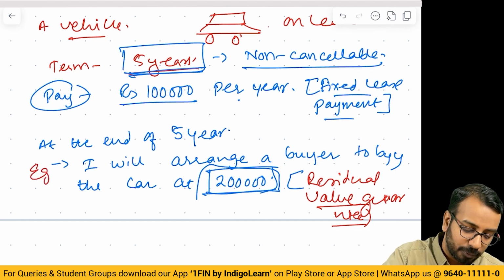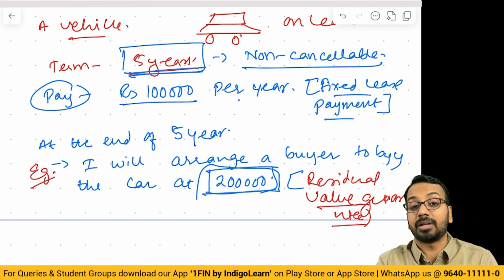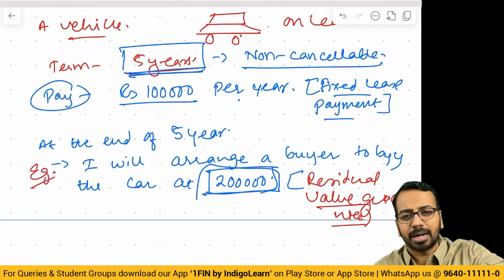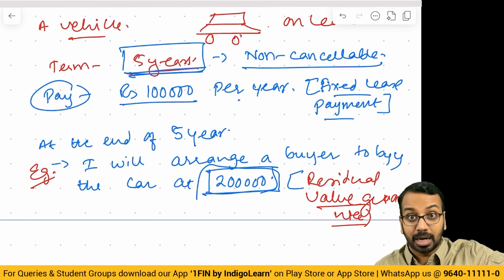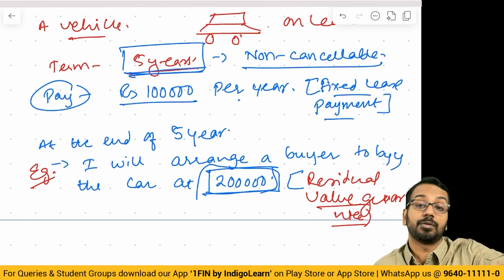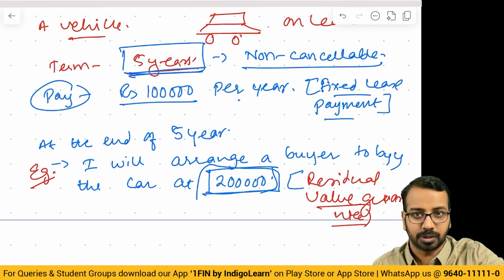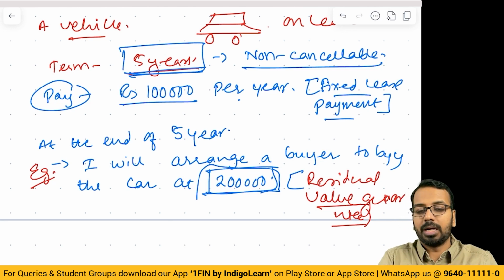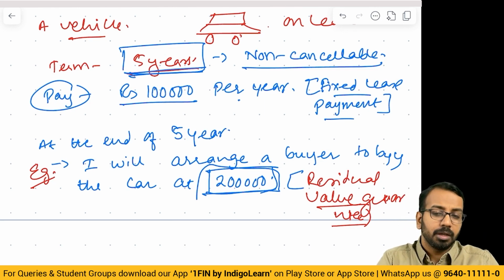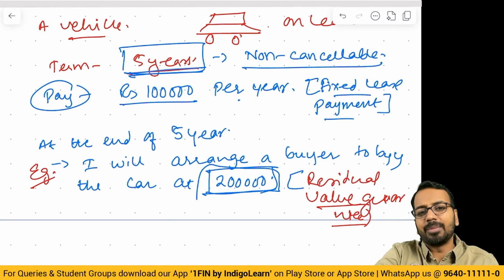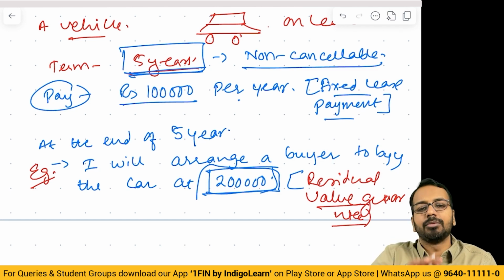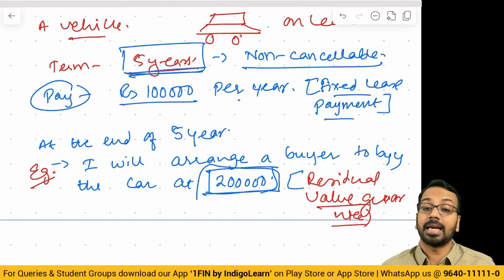This is just an example. Other forms of residual value guarantee could be, I'll make a lump sum payment at the end of a period. That is what I'm guaranteeing if the lessor does not get something from outside. So let us say if I take a building on lease, I'll say I'm guaranteeing 50,000 towards your residual value of the furniture. That is my guarantee.